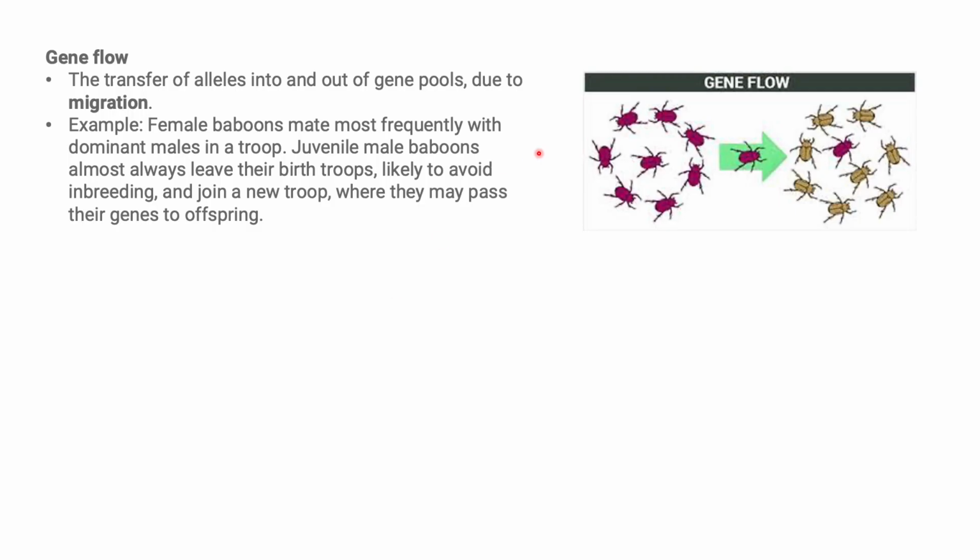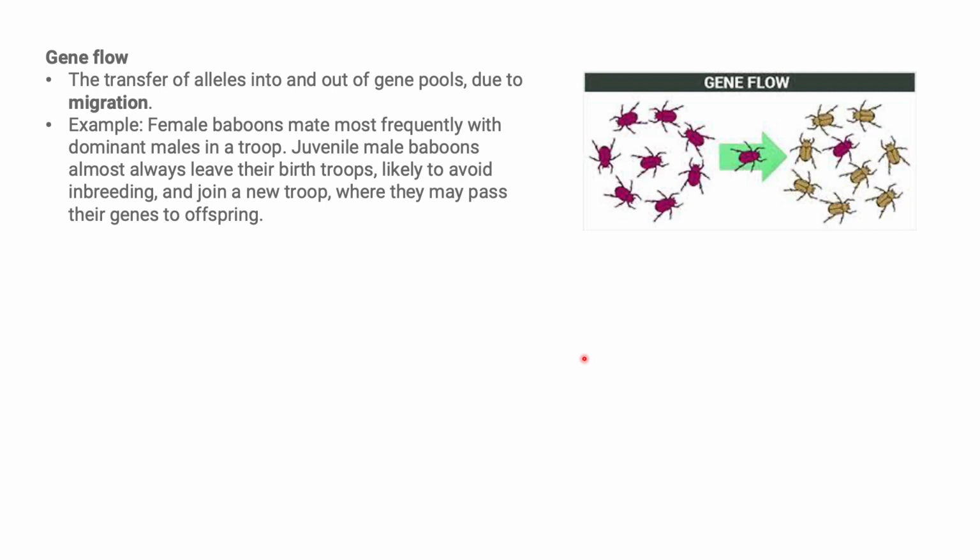Furthermore, populations can experience gene flow, that is, the transfer of alleles into and out of gene pools due to migration. A classic example of gene flow is observed in most baboon species. Female baboons mate more frequently with dominant males in a troop. Juvenile male baboons almost always leave their birth troops, likely to avoid inbreeding, and join a new troop where they may pass their genes to their offspring.